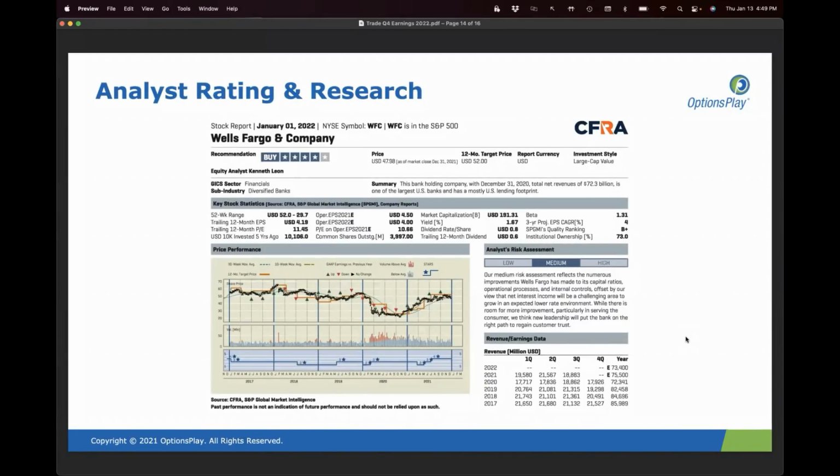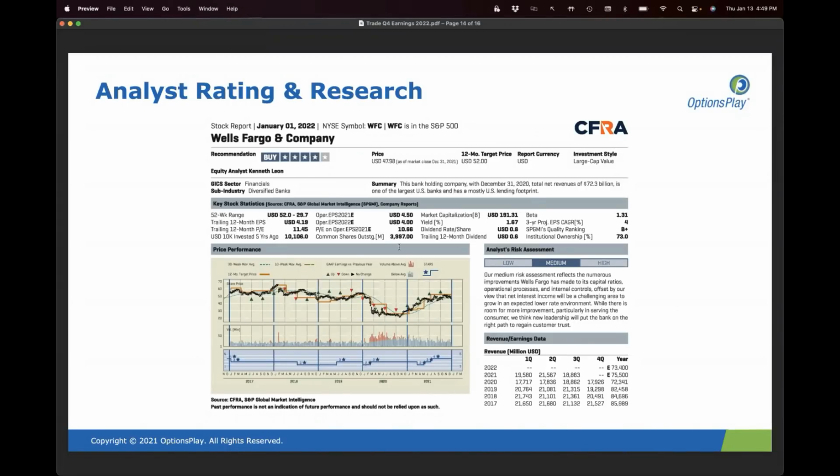And the last thing I like to do is look at what the analyst ratings and research look like. This is pulled from TD Ameritrade. For those of you that trade with a brokerage firm, it typically has access to S&P, Morningstar, or other research, whoever your brokerage firm is. You're going to have access to different types of research reports. And especially if you're trading these liquid stocks, they're almost always covered by an analyst.